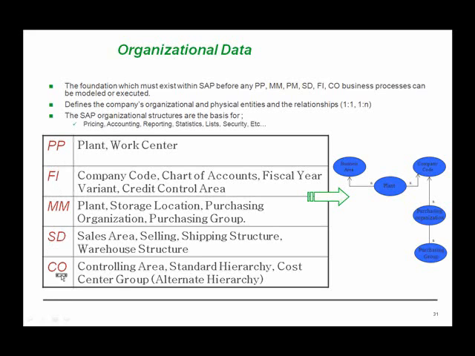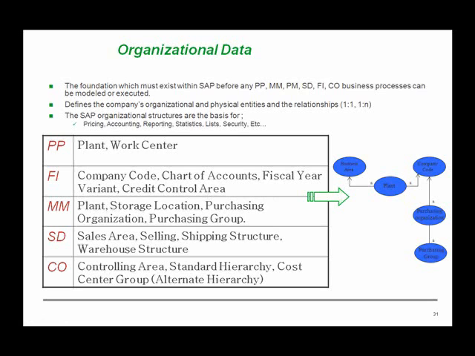FI and CO has got the bulk of the organizational elements called company code. You want to do balance sheets and P&L, you want an org unit, and that org unit is called company code within SAP. You want to have manufacturing sites or retail locations, SAP calls them plants. Okay, that's an org element. You want to have a central purchasing organization, that's an org element.